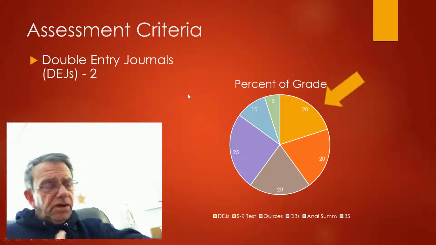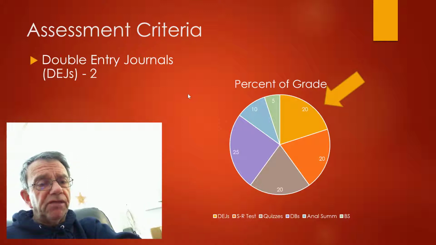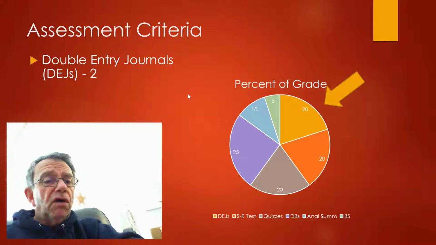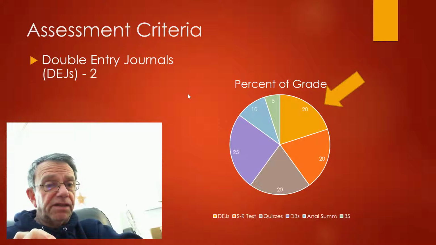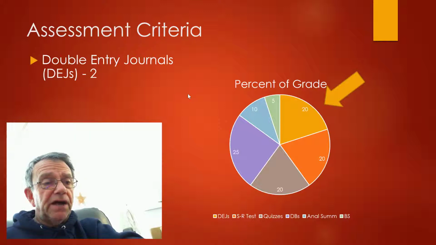I weight assignments that you have later on in the course more. So overall, that will be 20% of your grade. So I think the first one is 5% and the second one is 15%. So you will get feedback on that first one, which will allow you to get the ultimate percentage on your second one.